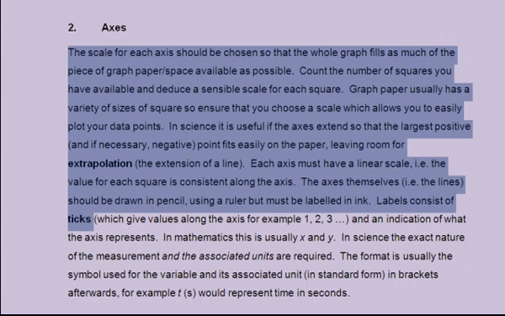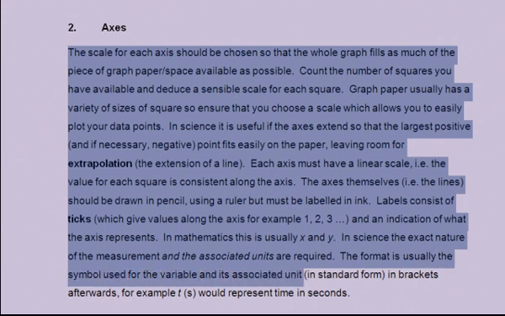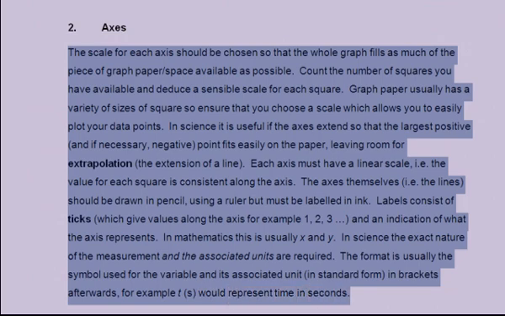Labels consist of ticks, which give values along the axis, for example 1, 2, 3, and an indication of what the axis represents. In mathematics this is usually x and y. In science the exact nature of the measurement and the associated units are required. The format is usually the symbol used for the variable and its associated unit in standard form, in brackets afterwards. For example, t followed by s in brackets would represent time in seconds.